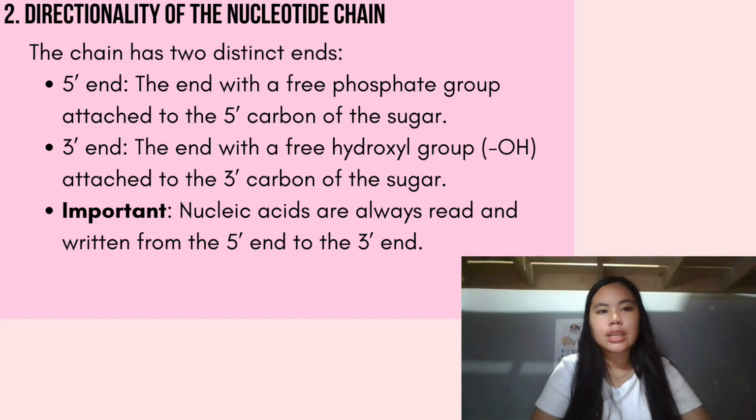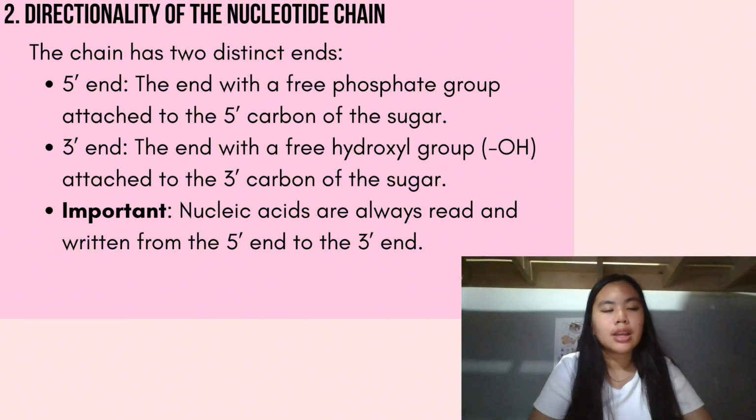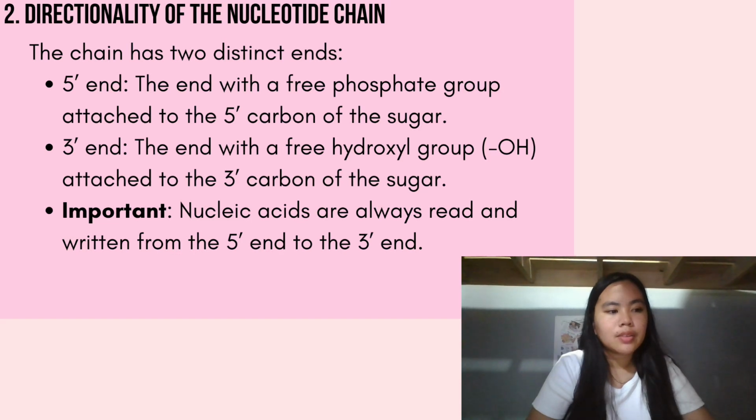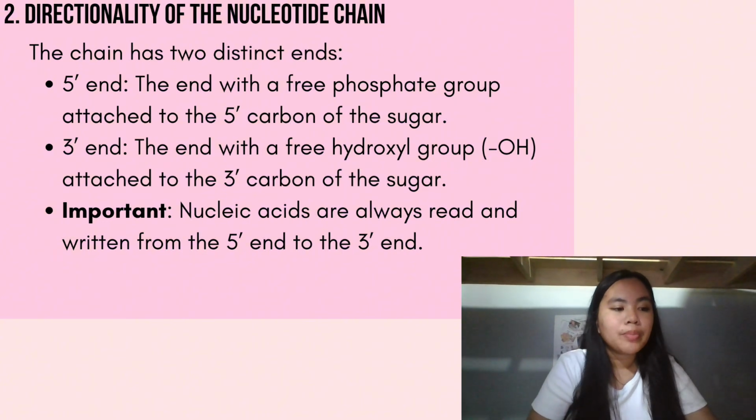Second is the directionality of a nucleotide chain. The chain has two distinct ends: the 5' end, the end with the free phosphate group, attached to the fifth carbon of the sugar, and the 3' end, the end with the free hydroxyl group, attached to the third carbon of the sugar. The 5' end is like the start of the strand, which has the phosphate group, and the 3' end is like the finish of the strand, with a free hydroxyl group.